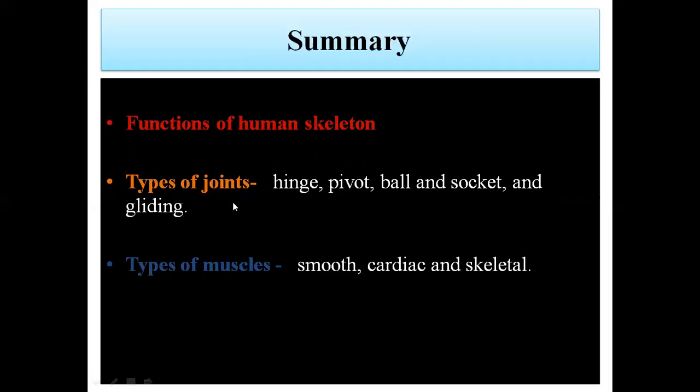In joints, we studied that when two bones are joined, the point where they are joined is called a joint. The types of joints are hinge joint, pivot joint, ball and socket joint, and gliding joint. We focused on only the movable joints. And we saw the types of muscles: smooth, cardiac, and skeletal muscles. So children, I think you understood the functions of the human skeleton, the types of joints, and the types of muscles.